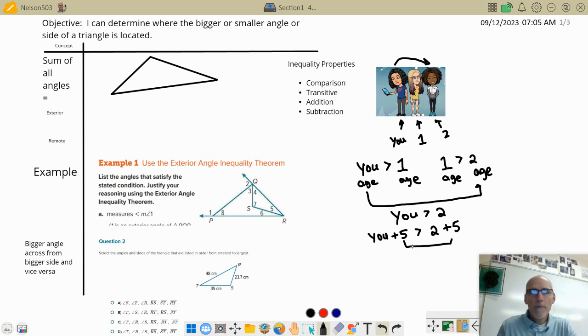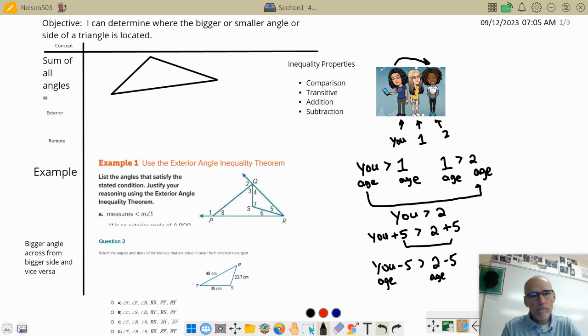Pretty simple. You could also subtract, like 5 years ago. You 5 years ago was still older than friend two 5 years ago. So we could have like you minus 5 years is still bigger than friend two minus 5 years, right? So this is age of your friend two. This is your age, right? Inequalities are pretty straightforward. We use them all the time. So how does this apply to our triangles?